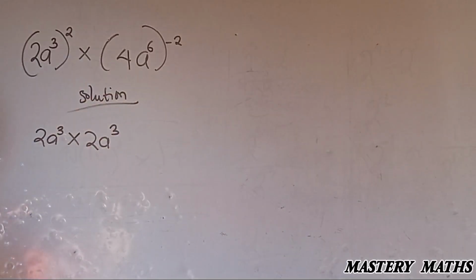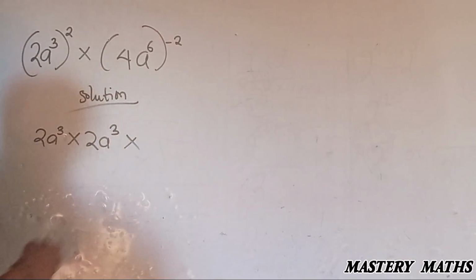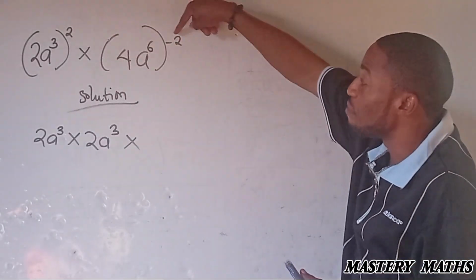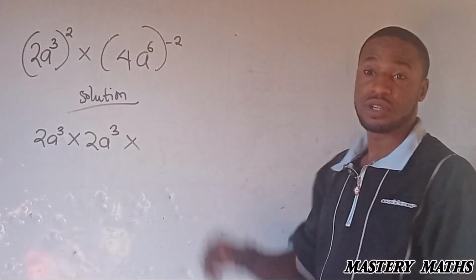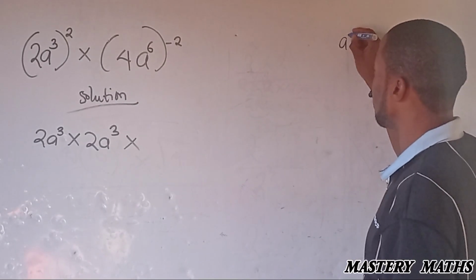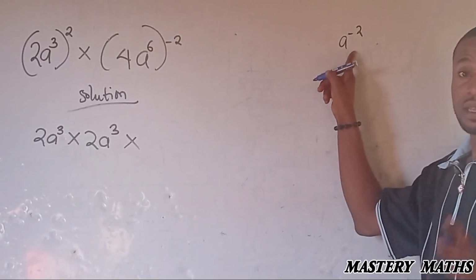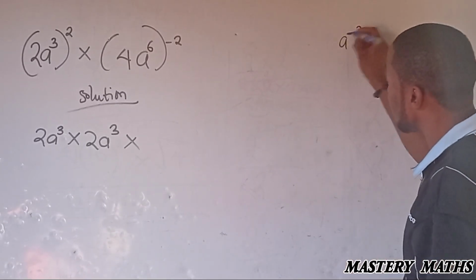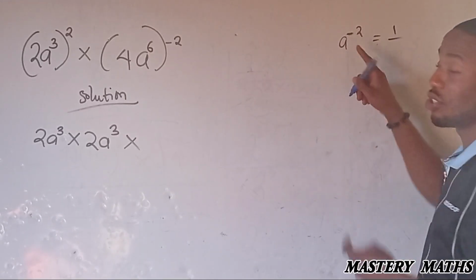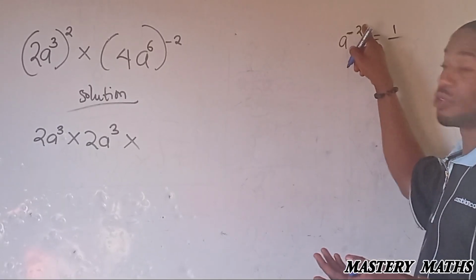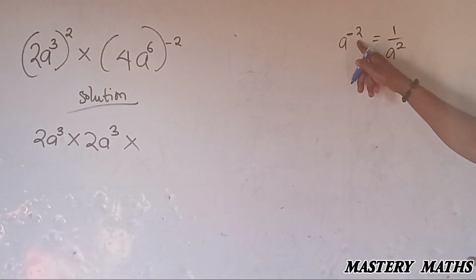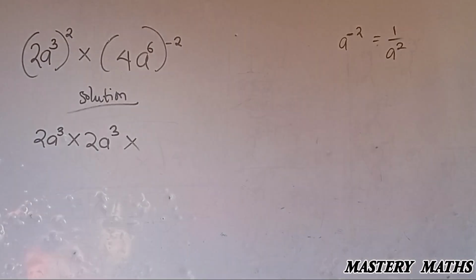Now let's go to the next one. Now you have your times. If you look at this, you have this in the bracket raised to the power of minus 2. According to the law of indices, when you have a raised to the power of minus 2, the minus becomes 1 over, and what is remaining is a to the power of 2. So this becomes 1 over a^2. That's the meaning of this. So this we've done here, let's apply it to this side.